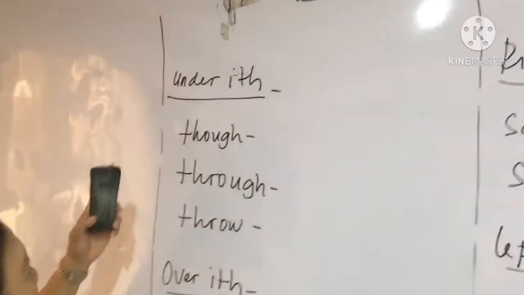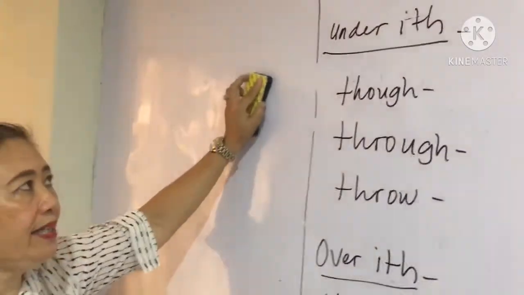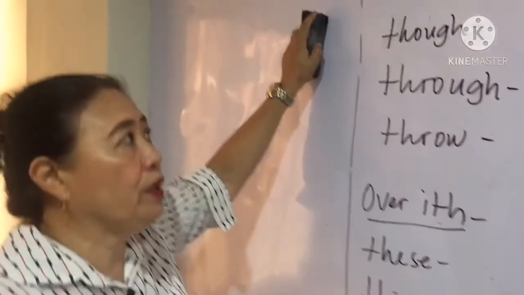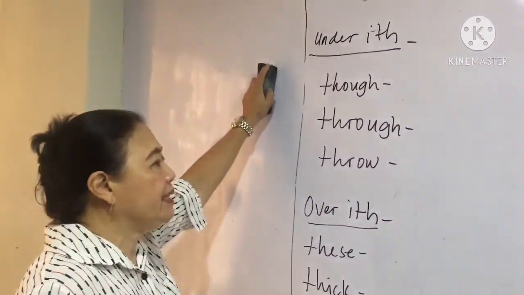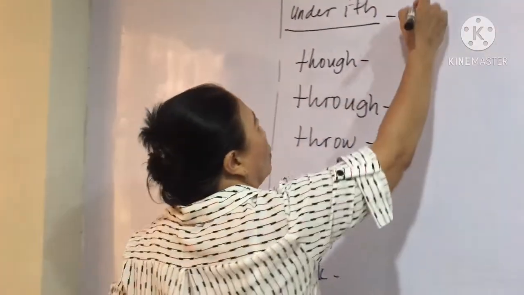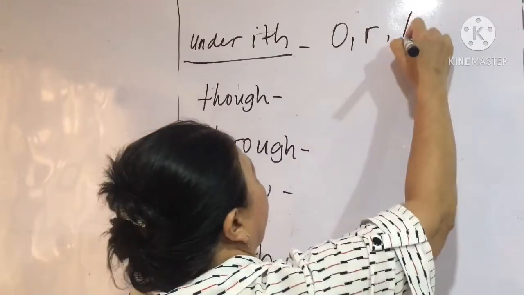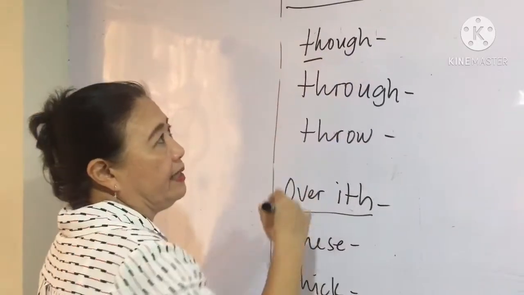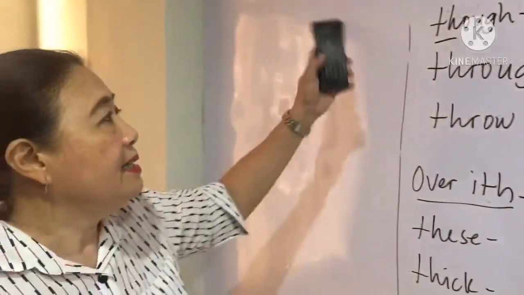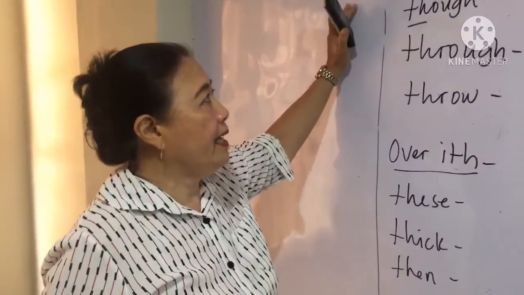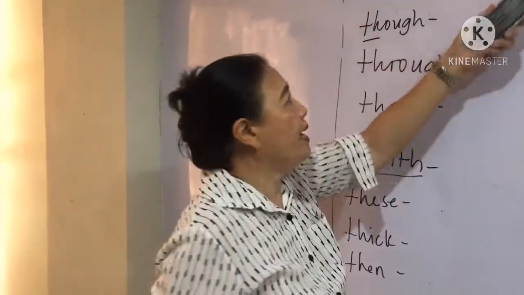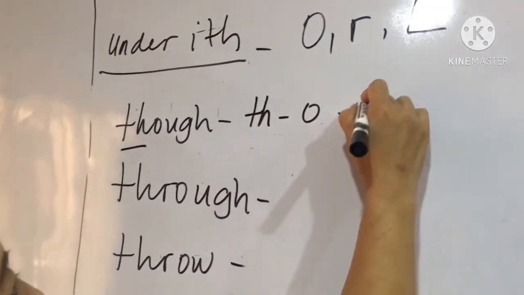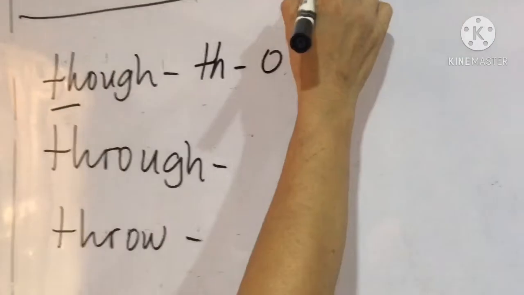Under ITH: there are two kinds of ITH, the under ITH and the over ITH. You are going to use the under ITH when it is joined to O, R, and L. So the word though. Therefore, we have to use the under ITH because our principle says to use the under ITH when it is joined to O, R, and L. So we have under ITH and O. Through, so letter R.